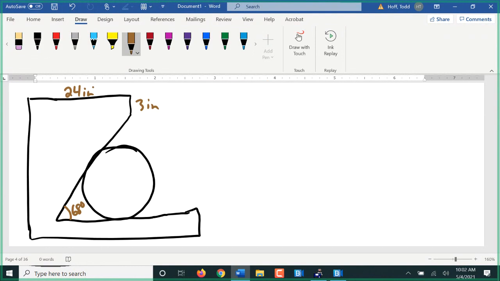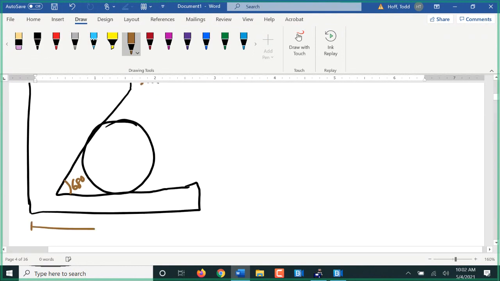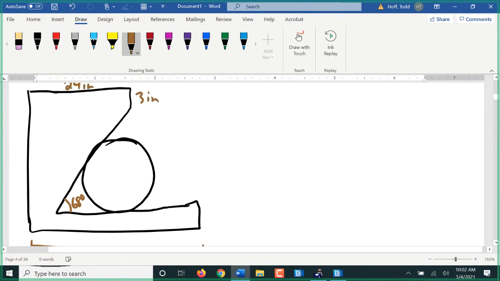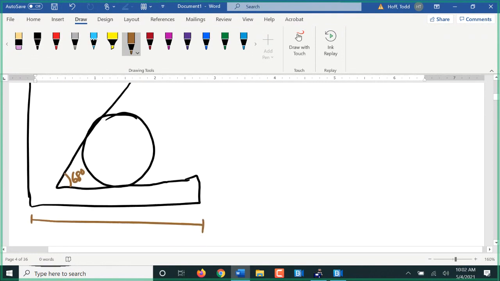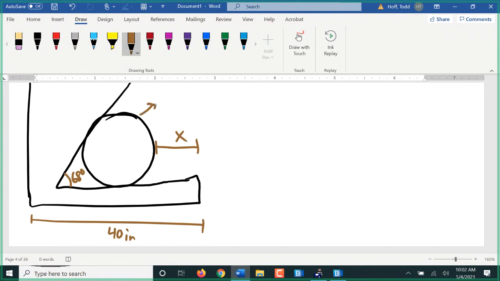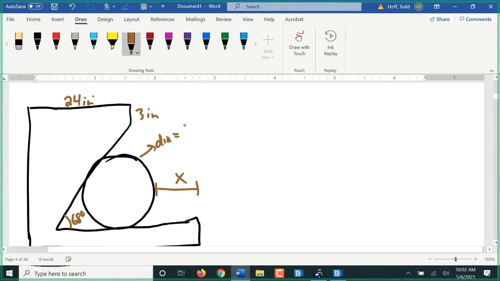Let's see here. I'm going to find this dimension here to be 40 inches. I think I've got enough information here. I want to find X if the diameter of this is 16 inches. So I want to find X, the distance from the edge of that round piece out to the very edge down there.